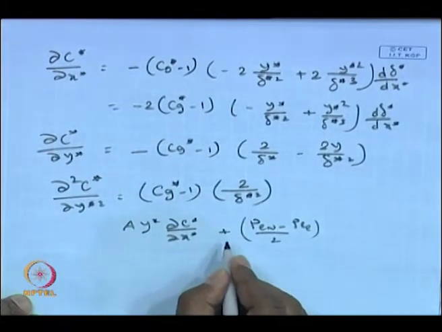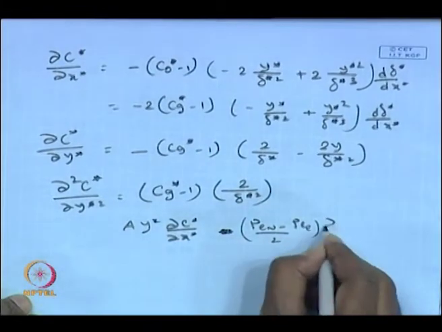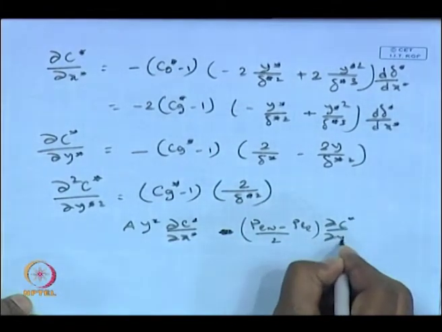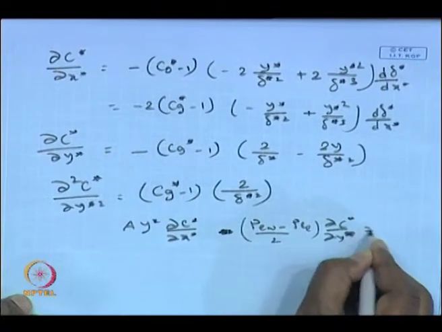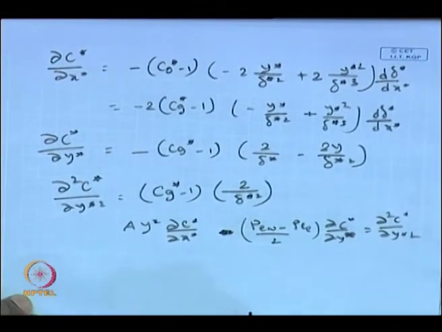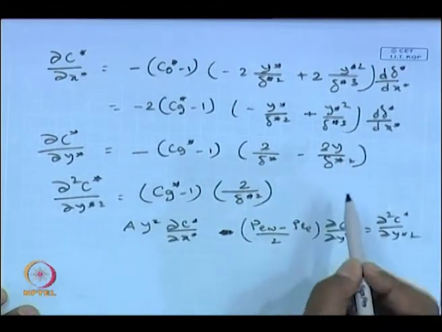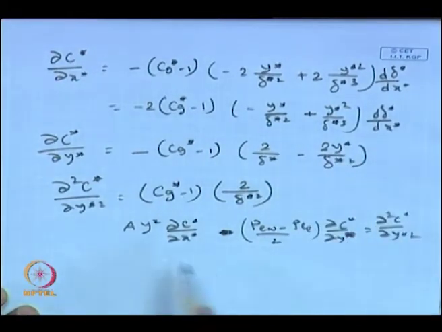Okay, it was minus del C star del y star is equal to del square C star del y star square. That was the governing equation most probably. Now, what we are going to do, you just substitute this derivative in terms of y star and delta star in this equation and see what you get.